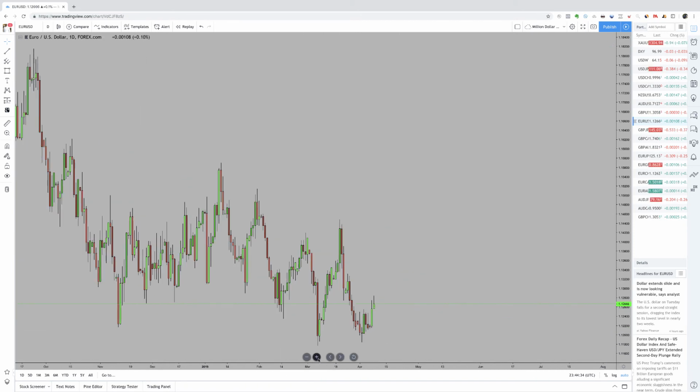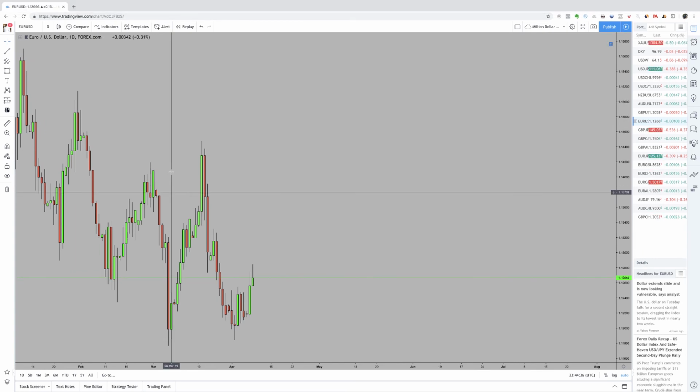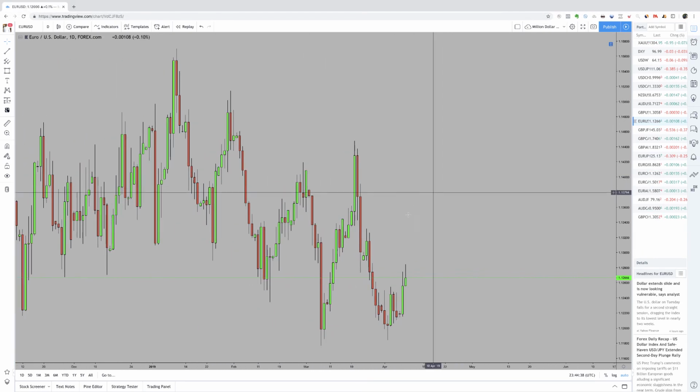Let me zoom in. On this daily time frame, each one of these candlesticks represents one day. For example, today is April the 9th. This is the candlestick for April the 9th right here. Next, this candlestick is for April the 8th. This candlestick is from April the 7th, and so on and so on.